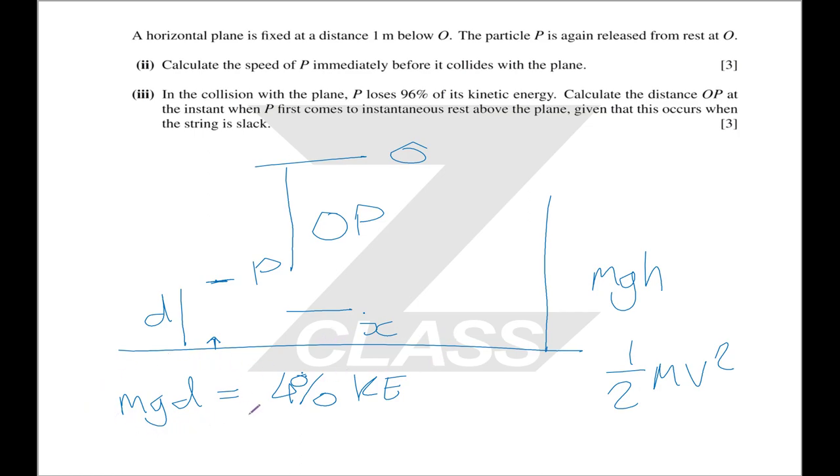The reason that we can do this while ignoring all of the elastic energy is that we're told this happens when the string is slack. And we only have elastic energy in this region, not this region.